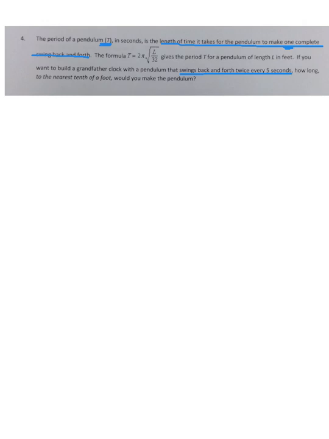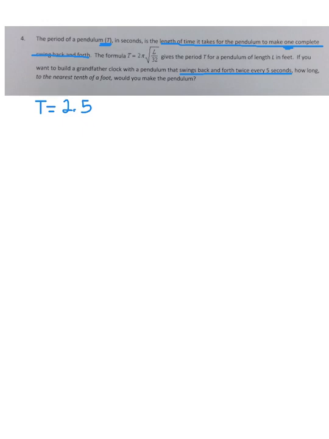If the pendulum can swing back and forth 2 times in 5 seconds, wouldn't that mean that the pendulum can swing back and forth once in half that time, which would be 2.5 seconds? So if the pendulum can swing back and forth once in 2.5 seconds, that means that t is represented by 2.5. Okay, does that make sense?